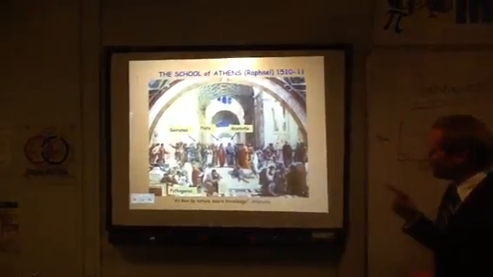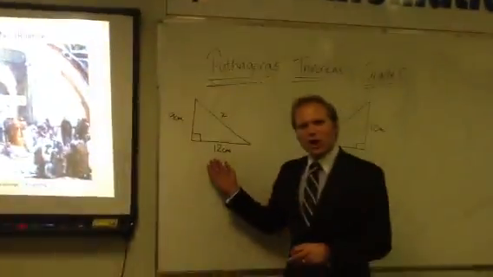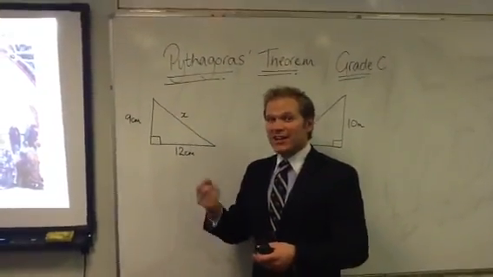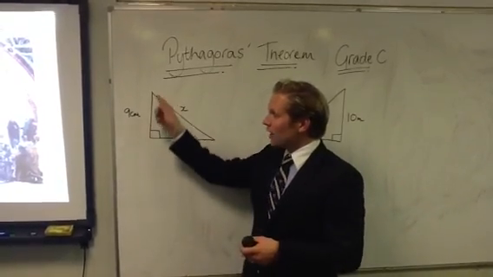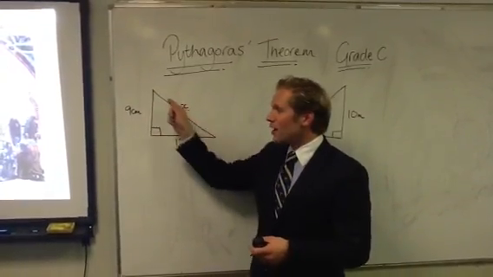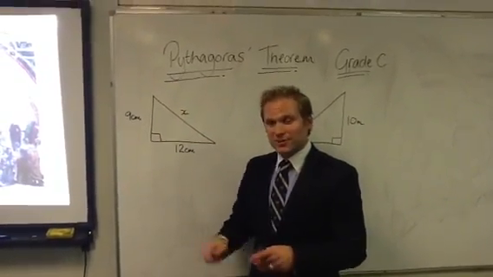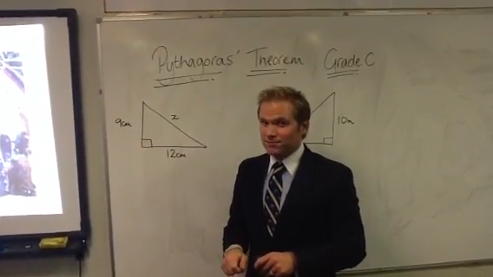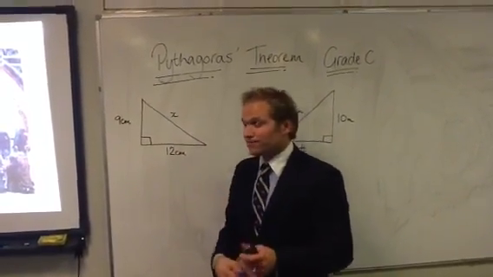Now, if we move this way, we will see an example, and I'm going to talk to you about the theory that he came up with. He discovered if you take any right-angled triangle in the entire world, and you know two of the sides, you can work out the third side. And this is the way you do it.